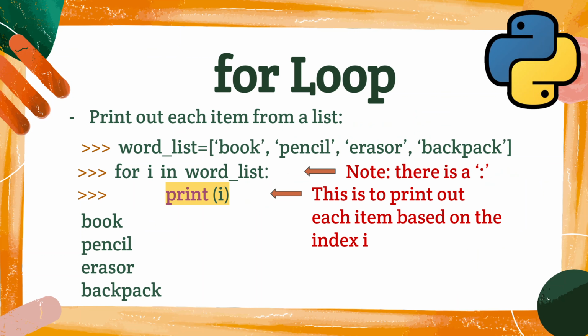You can also print out each item from a list by using for loop. In this example, if there is a list called word list and you want to print out each item, you can type for I in word list, and then inside the indented block, type print I, then it will print out book, pencil, eraser, backpack. For the variable name I in the for loop header, you can give it any name you want, like X or I.